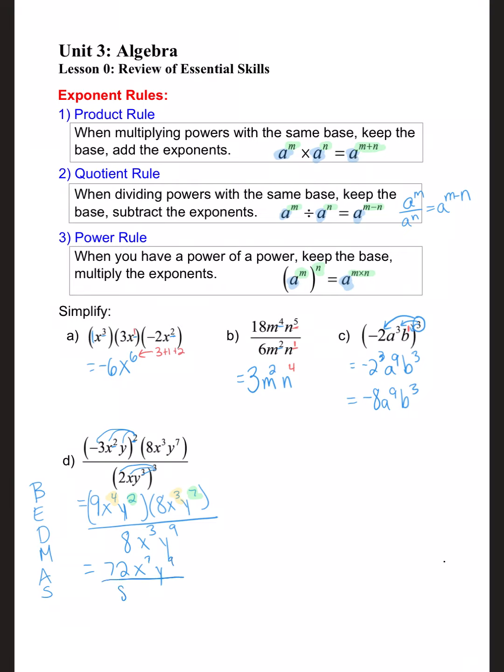And then I'm going to leave my denominator. And then that's the last thing we'll deal with. We'll deal with that division. Okay, so 72 divided by 8 is 9. Okay, and then on my x's, once again, if we're doing division, we're going to subtract those exponents. So if I have 7 minus 3, that's going to be an exponent of 4. And then my y's both have a power of 9. So we could write that, but we should hopefully see that those y's just cancel out.